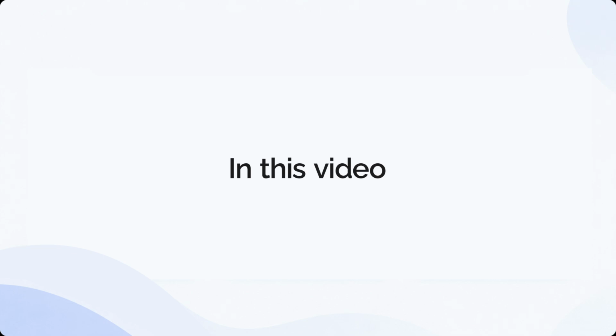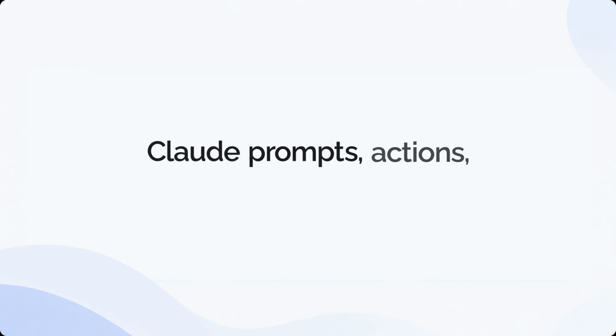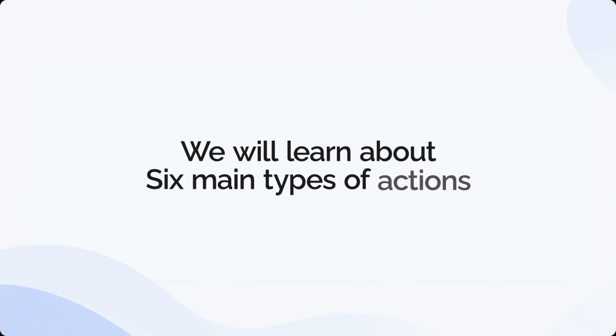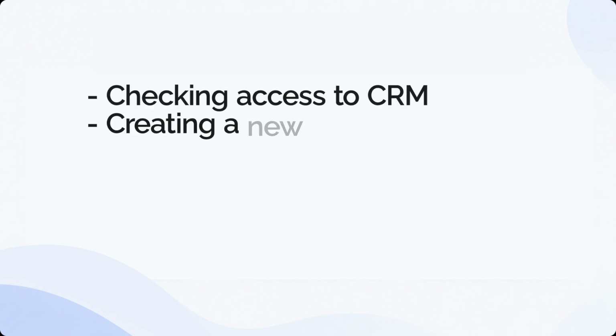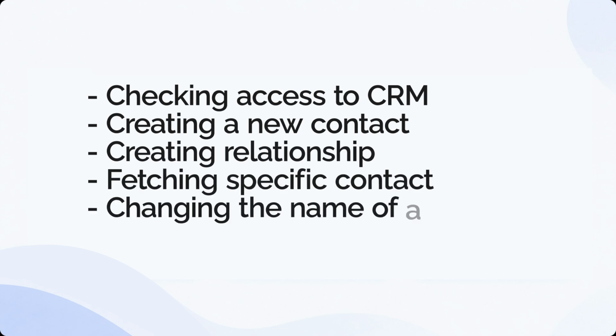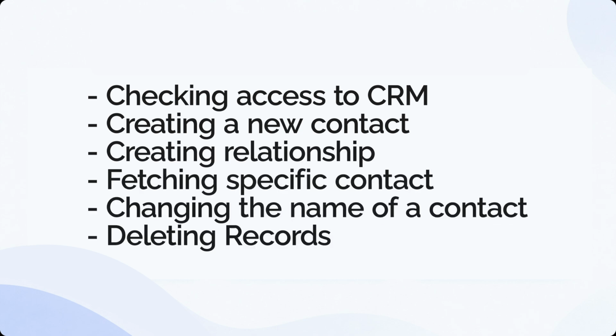In this video, we will learn about different Claude prompts, actions, and how to verify the action. We will learn about 6 main types of actions, which are checking access to CRM, creating a new contact, creating relationship, fetching specific contact, changing the name of a contact, deleting records.